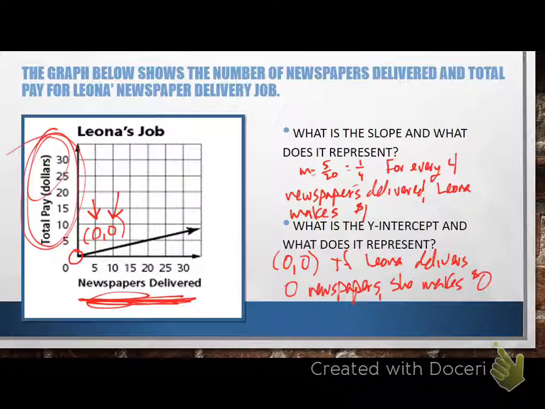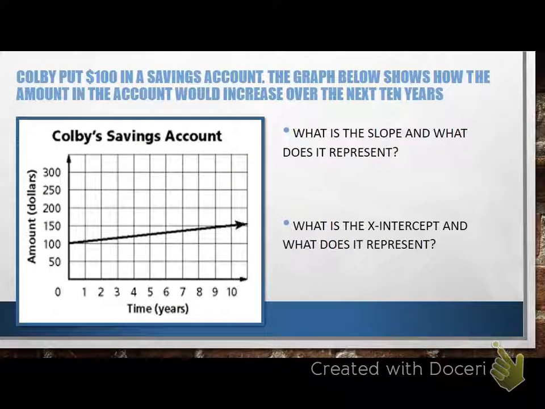Okay, so that's how interpreting the y-intercept works. All right, let's pull it together quickly on the next one. Colby puts $100 in his savings account. The graph below shows how the amount in the account would increase over the next 10 years.